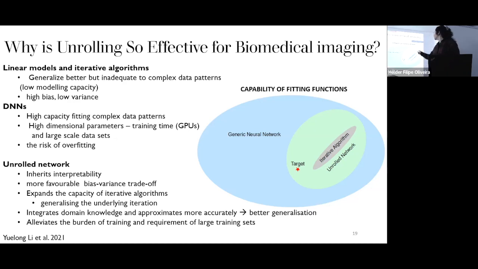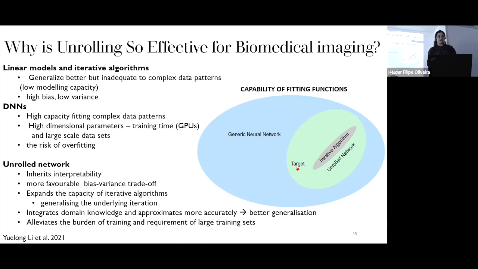In this picture, you can see the capability of each approach to fit a function space. And in the case of deep neural networks, they have high capacity to fit complex data patterns, and with this, they also tend to produce high dimensional parameters that require large data sets and training time, because if not, they overfit, as we mentioned.